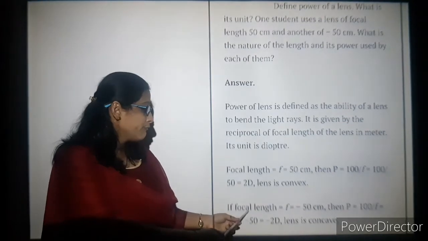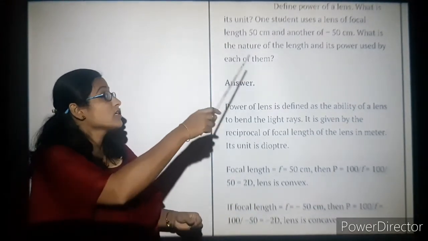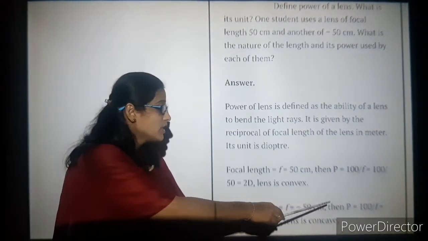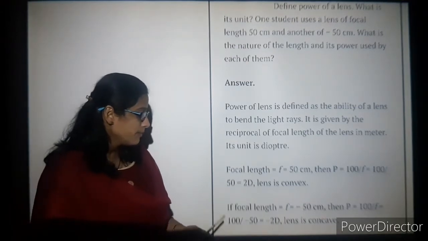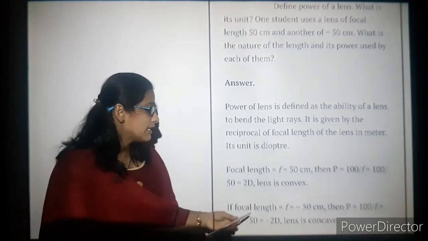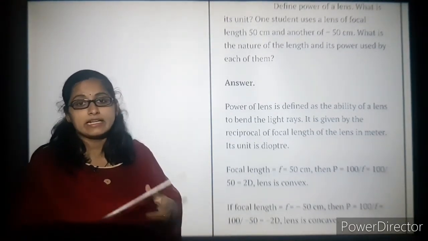If focal length f is minus 50 centimeters, there are two cases, positive 50 and minus 50. Then P is equal to 100 by f. You will substitute here 100 by minus 50, that is equal to minus 2 D. So the lens is concave. Concave means you need to put it with a negative sign.